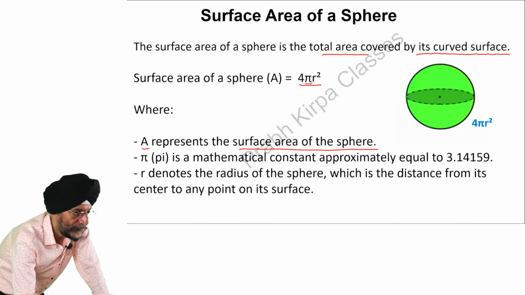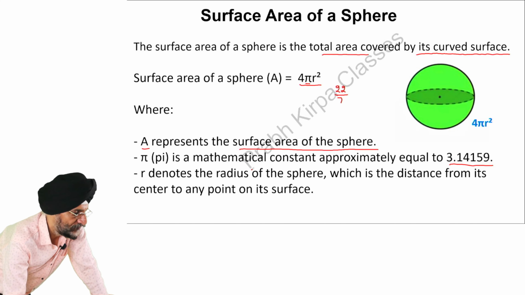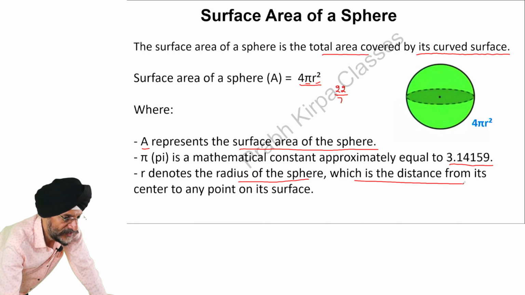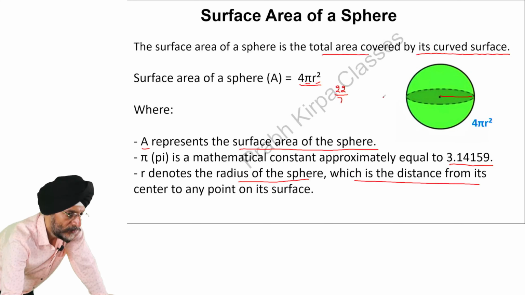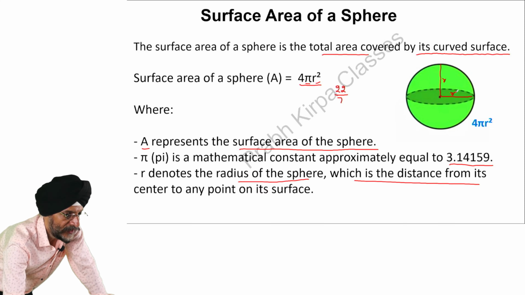Pi is a mathematical constant and it is approximately equal to 22/7 or 3.14159. In this case, r represents the radius of the sphere, which is the distance from its center to any point on the surface. You can see here that this is also known as radius. This is radius.